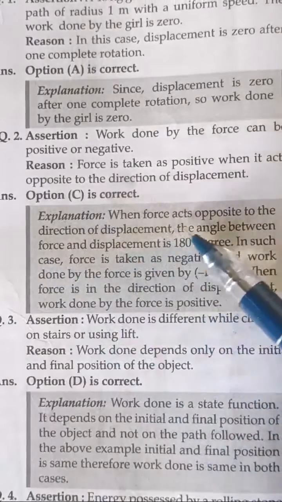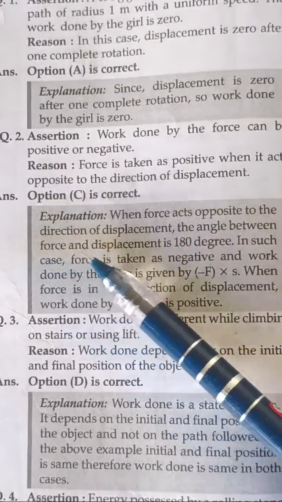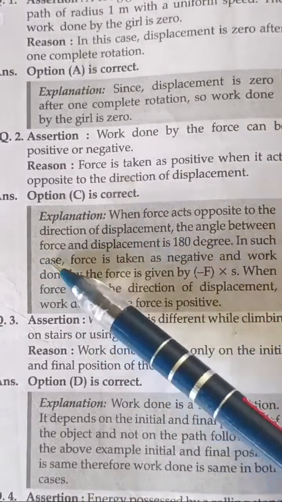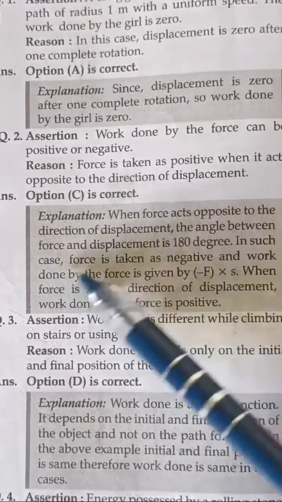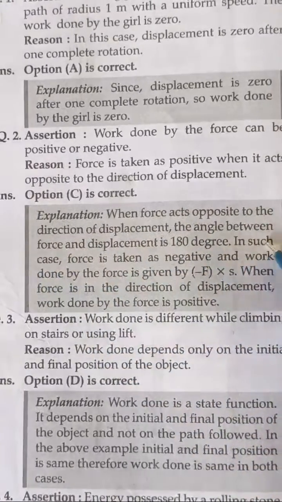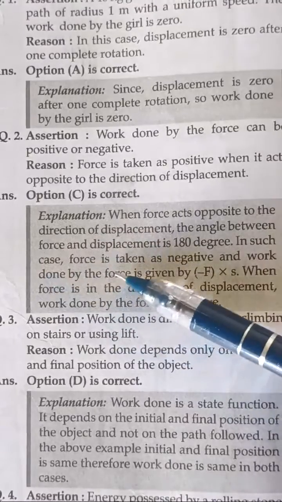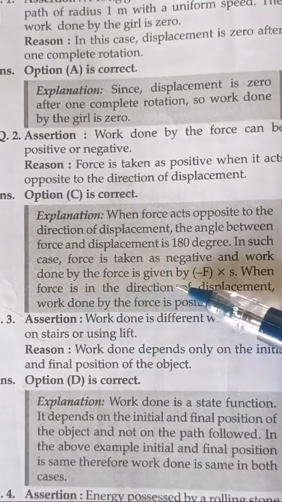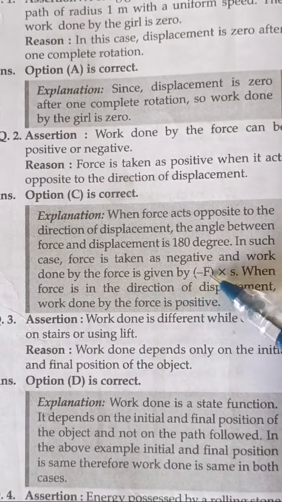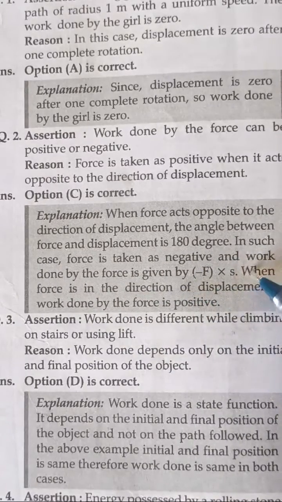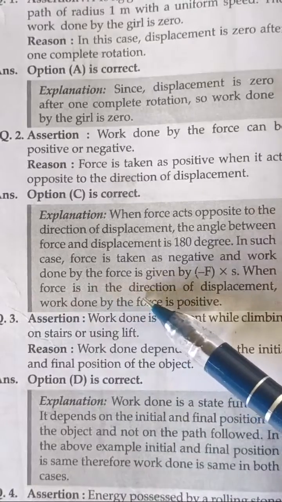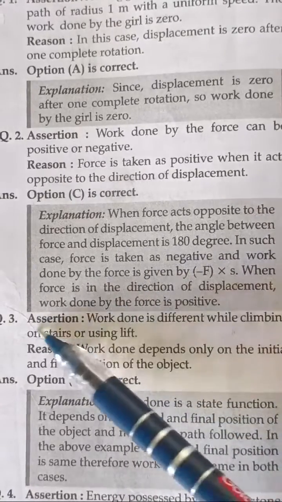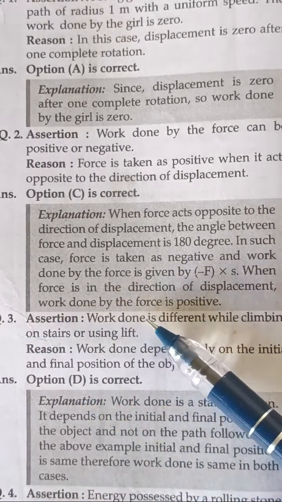Explanation: when force acts opposite to the direction of displacement, the angle between force and displacement is 180 degree. Force is taken as negative and work done by the force is given by minus F into S. When force is in the direction of displacement, work done by the force is positive.